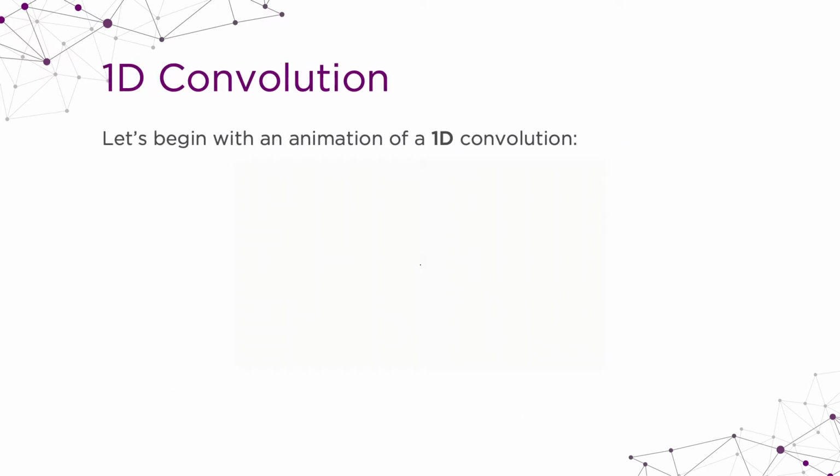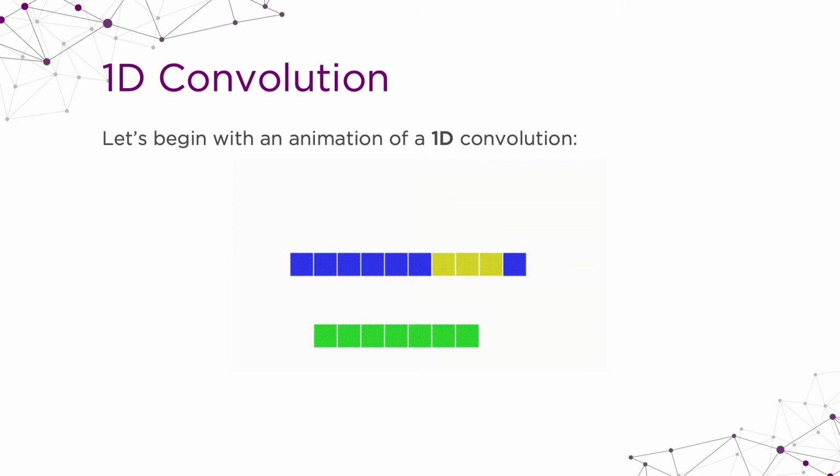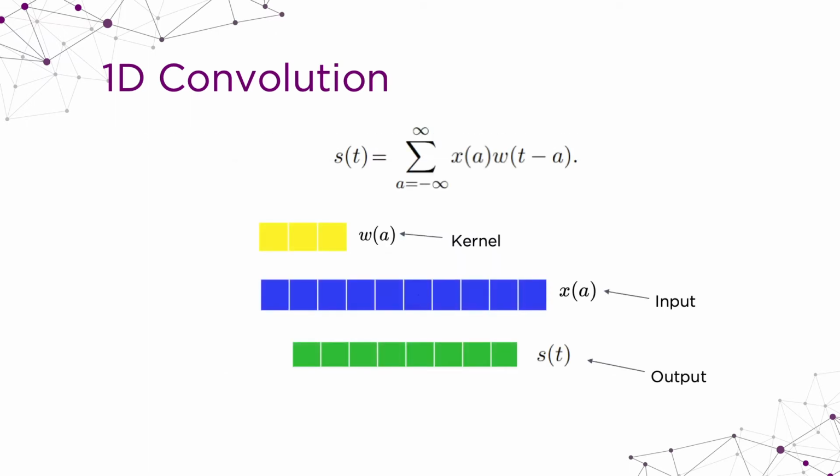So let's start with an animation of a 1D convolution. Here we have our one-dimensional convolution. We have our filter, our kernel, in yellow, that slides over our signal in blue and gives us our output in green. Let's look at it one more time. The kernel in yellow slides over our input in blue and gives us our output in green. Let's take this step by step. Here was our original equation. We now have the kernel in yellow, again the input in blue, and our output or feature map in green. Let's take a look at what's actually happening under the hood.